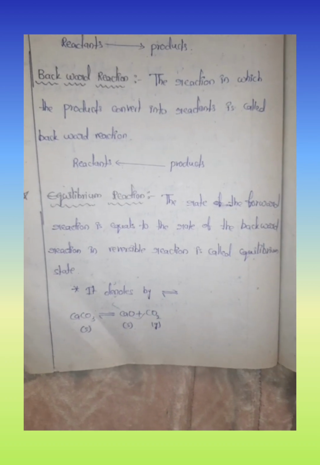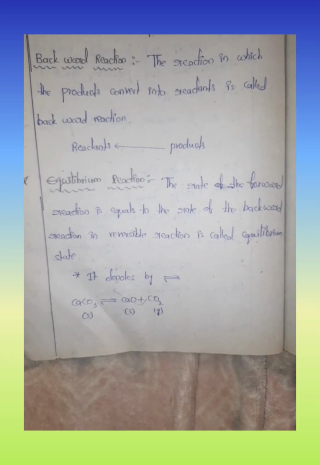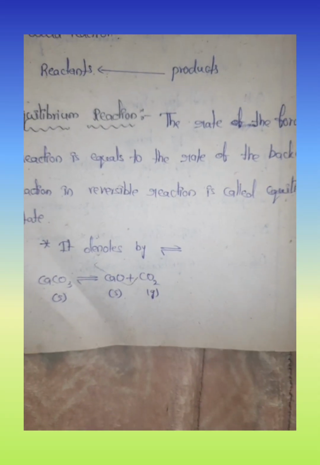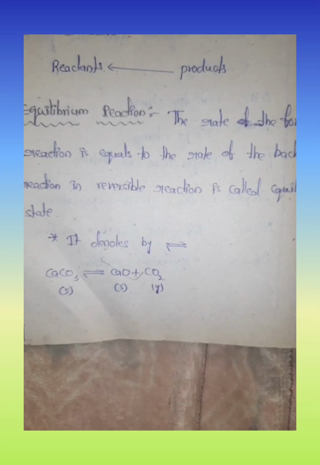Equilibrium: in a reversible reaction, when the rate of the forward reaction is equal to the rate of the backward reaction, it is called an equilibrium reaction. It is denoted by a double arrow. Calcium carbonate is in equilibrium with calcium oxide plus CO2.